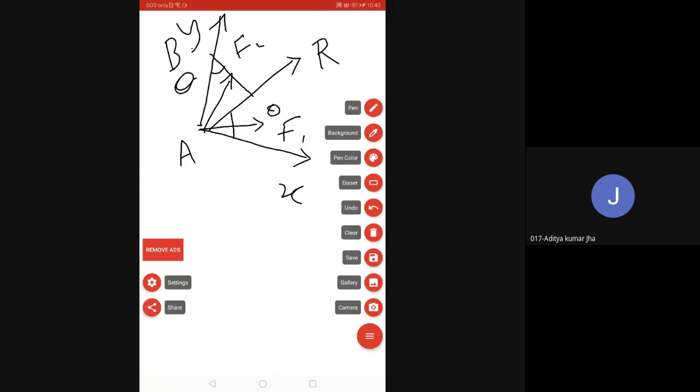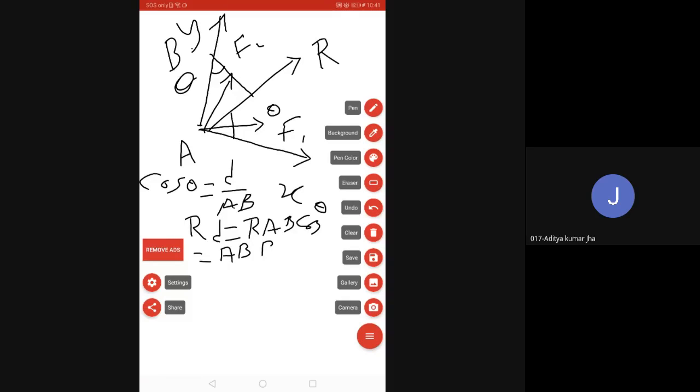So now cos theta, from that triangle we can say cos theta is equal to d by AB. So d is equal to AB cos theta, isn't it? D is equal to AB cos theta. So R into D will be equal to R into AB cos theta. Okay, so we can write AB and R cos theta is the x component of R. So Rx. So R into D is equal to AB Rx.